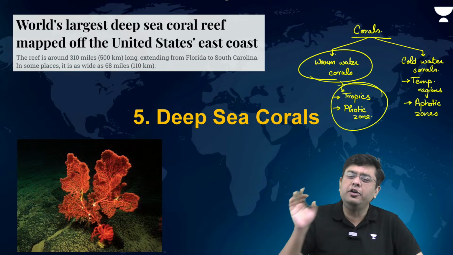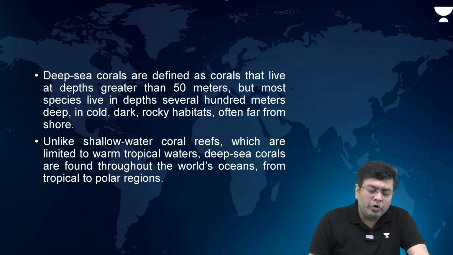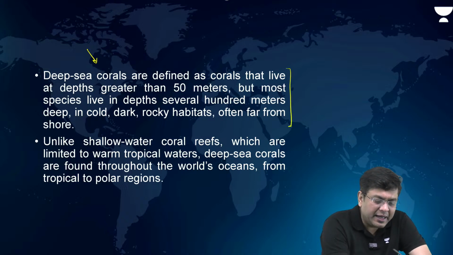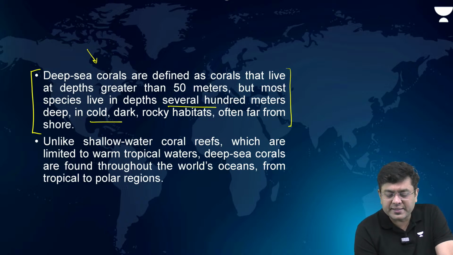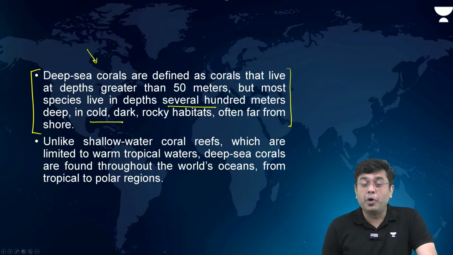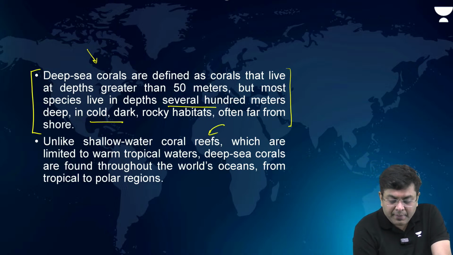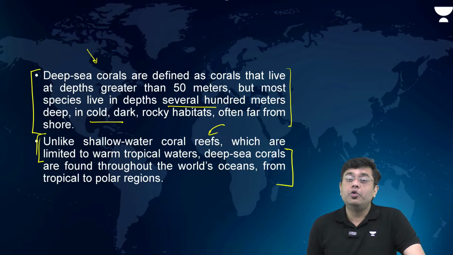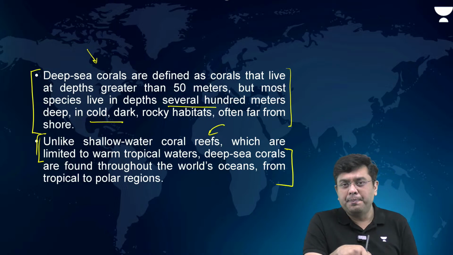They have a similar kind of pigment and tissue structure as compared to the warm water corals, but there is some slight difference. So deep sea corals are defined as corals that live at depths greater than 50 meters. But most species live at depths of several hundred meters, in cold, dark, rocky bottoms of the seafloor. Unlike shallow water coral reefs, which are limited to warm tropical waters, deep sea corals are found throughout the world's oceans.